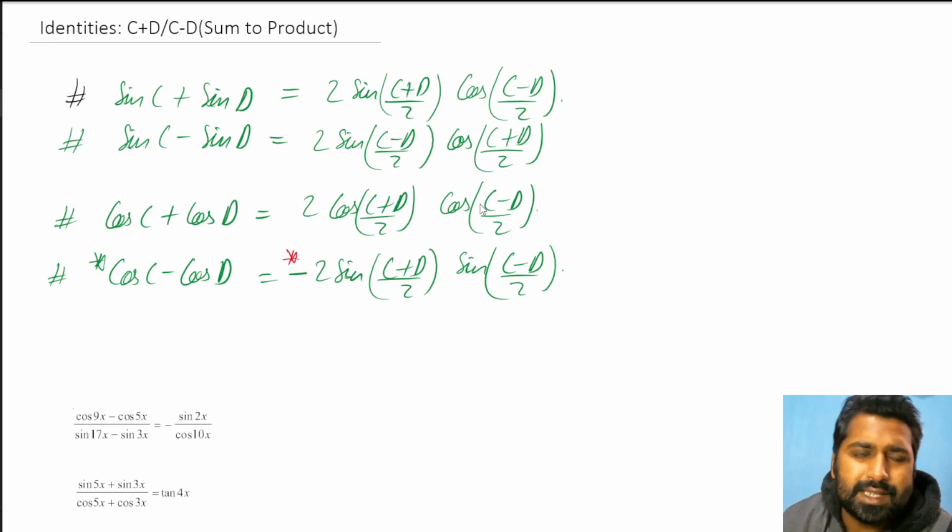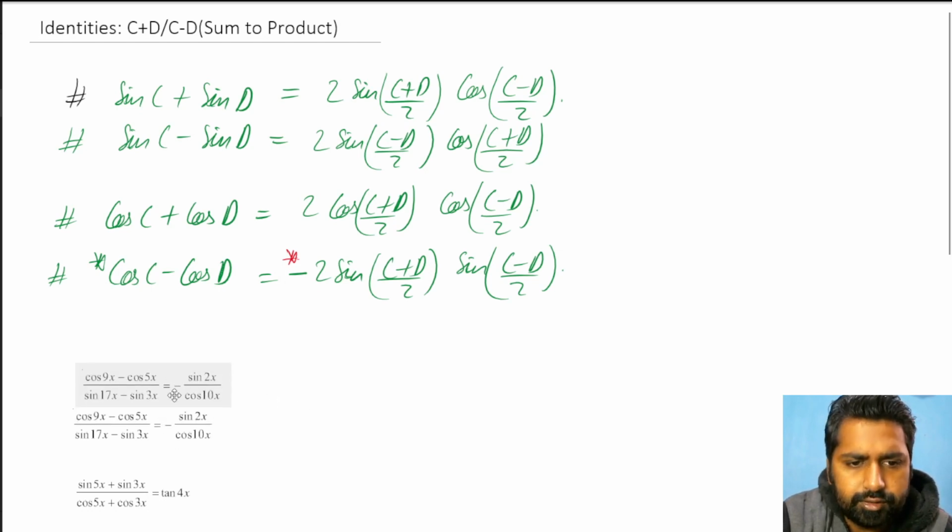Now the questions for these identities will be very straightforward. So how will you know that you have to apply this identity? Because the question will indirectly ask you to do it. Look at the first example.